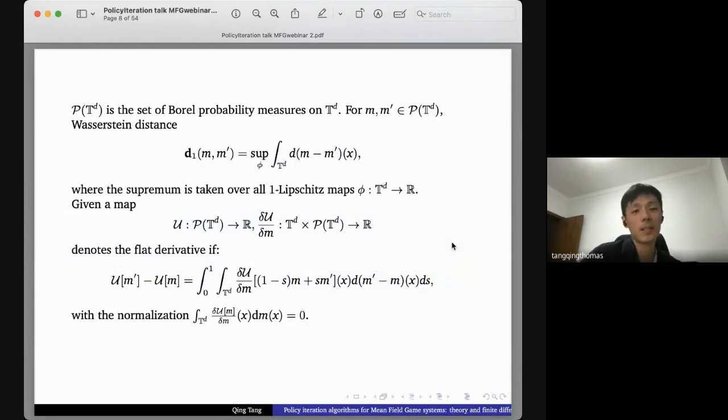Okay, and then I introduce the Wasserstein distance and the space of probability measures. The important thing is that I use that to define what is called a flat derivative of U. U here is just any function of m. This is called a flat derivative. It's different from the intrinsic derivative, but there are some connections.